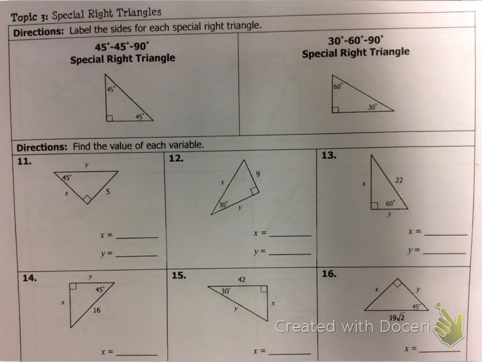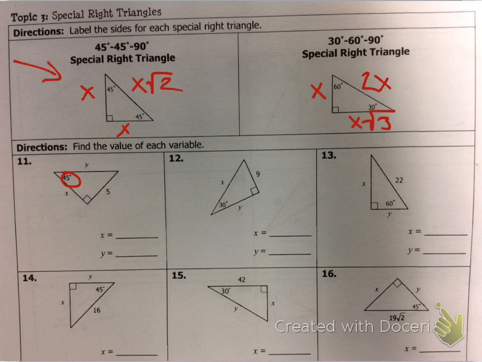Alright, so here we go to the special right triangles. We have x, x square root of 2. Here we have x, x square root of 3, and 2 times x. Make sure you recognize, like on number 11, this is a 45, which means I'm working with this one right here. So when I do that, this is 5 square root of 2, and that's it. That's all you have to do.